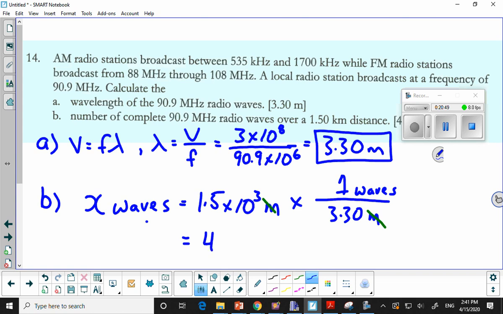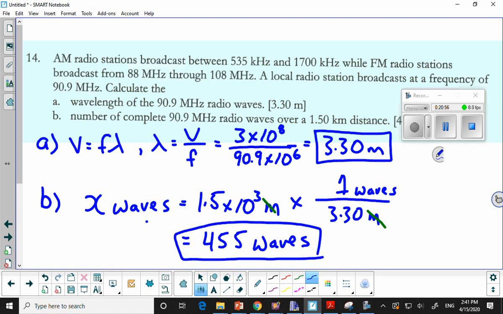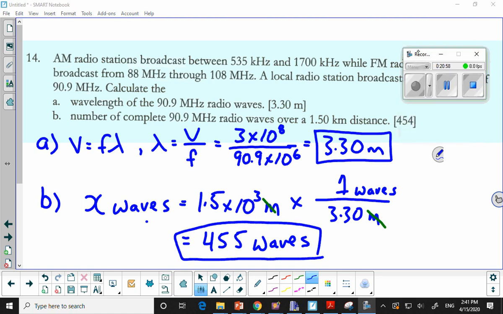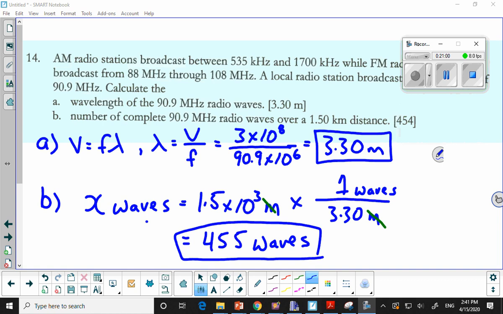Now I see that the keyed answer is 454 waves, but it was actually 454.5. So we rounded up. Oh, how many complete? There you go. That's why we didn't round. My apologies to Mr. Oswald, Mr. Kennedy.